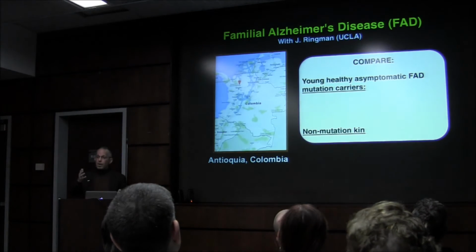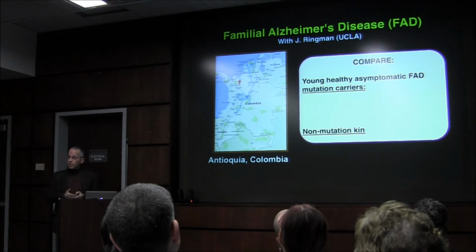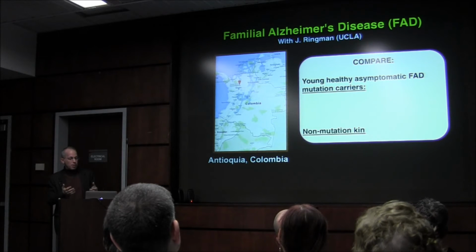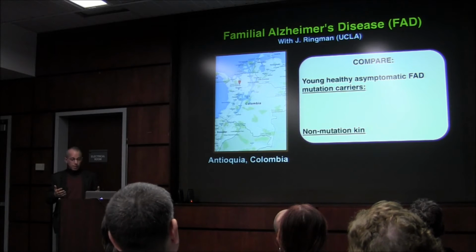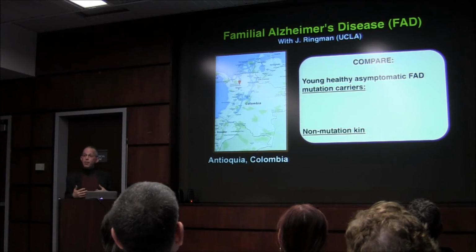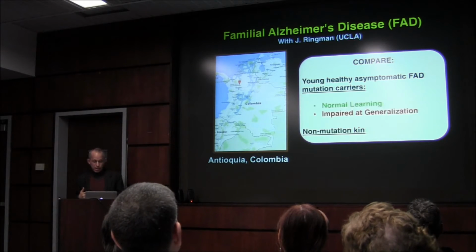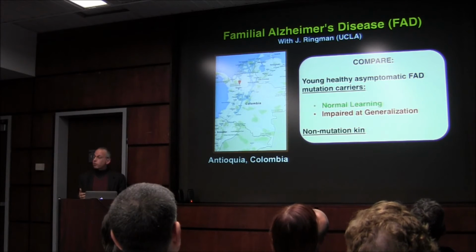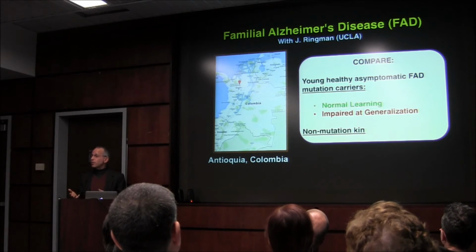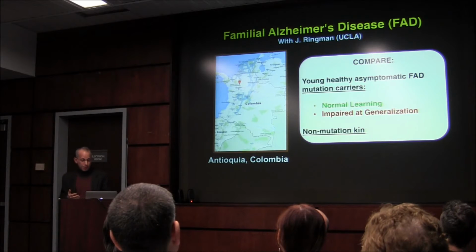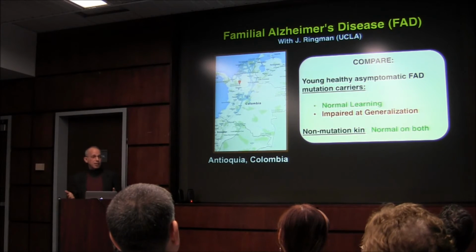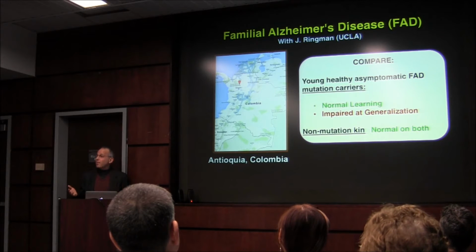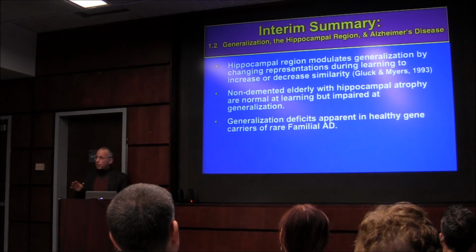So with these people, in collaboration with John Ringman and with my postdoc, Jesse Simon, we compare young, healthy, asymptomatic mutation carriers, so perfectly healthy young people, and their non-mutation carrying kin who are also healthy. And what we find is that the gene carriers are normal at learning, but impaired at generalization, just like those with hippocampal atrophy, while the non-mutation kin are normal at both. So even without a gene test, we can do pretty well at determining who in these families carry the gene or don't.